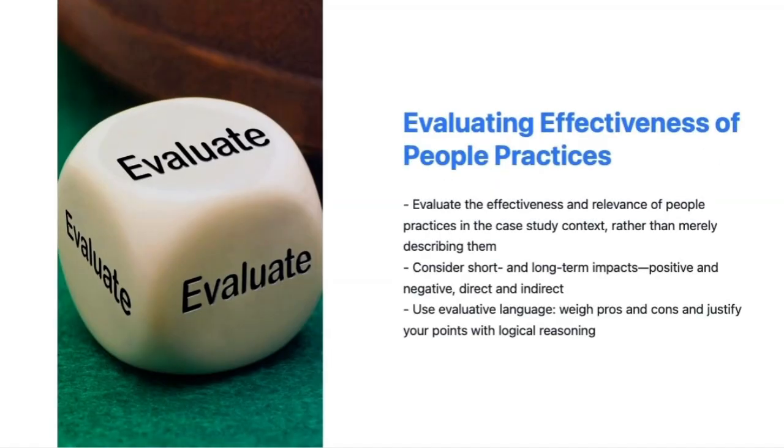Now, let's talk about moving beyond just describing things. This is crucial. You need to dig into the effectiveness and relevance of people practices in the case study's context. Think about short-term and long-term impacts, both positive and negative, and whether those impacts are direct or indirect. Use evaluative language, so weigh up the pros and cons, and back up your points with logical reasoning. For example, you might want to reflect on how traditional, paper-driven systems could limit value, and how switching to more evidence-based approaches might bring real benefits to the organization.